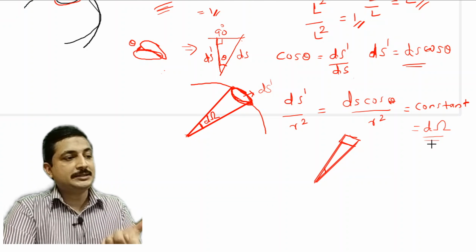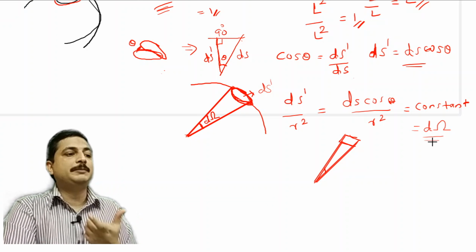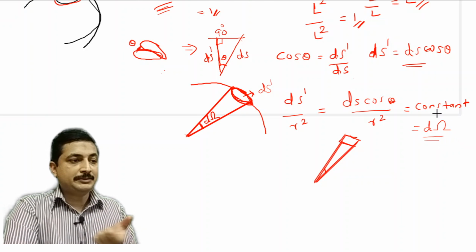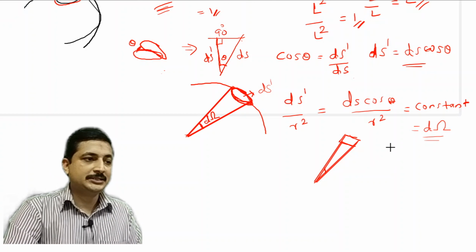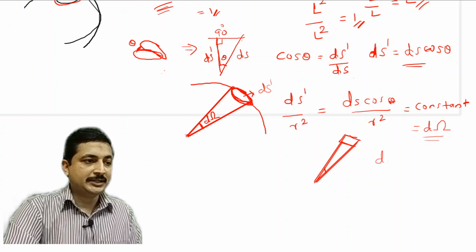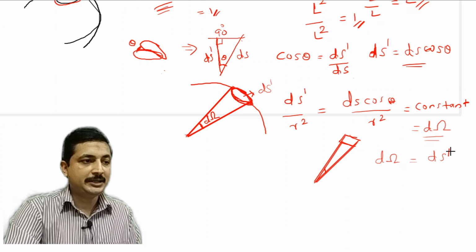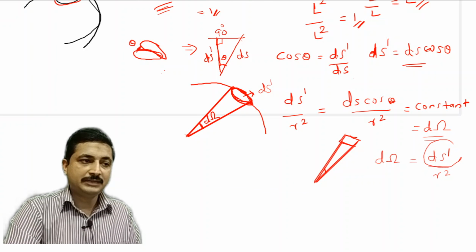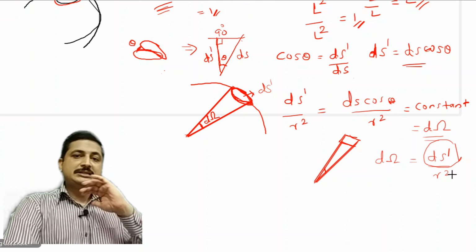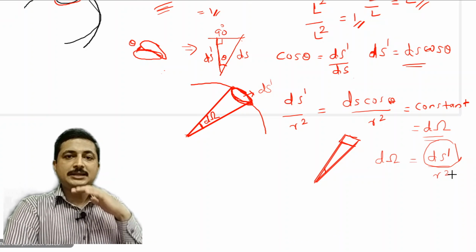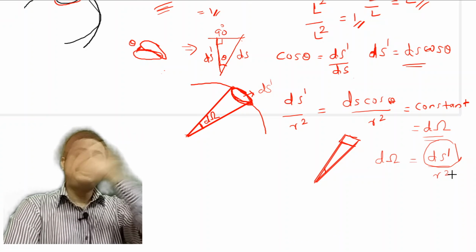This solid angle d omega will help us only if I have some mathematical expression for d omega. So let me make it very simple for you. This d omega, by definition, is nothing but ds dash by r square. Correct? What is ds dash? It is surface area, the surface area of a circular or spherical structure.